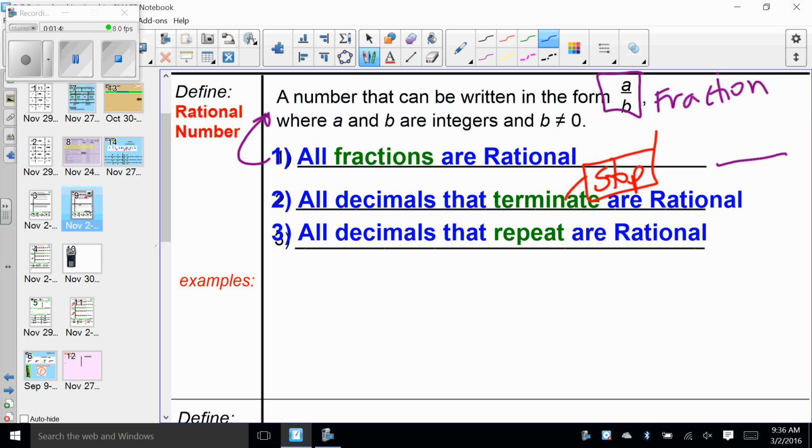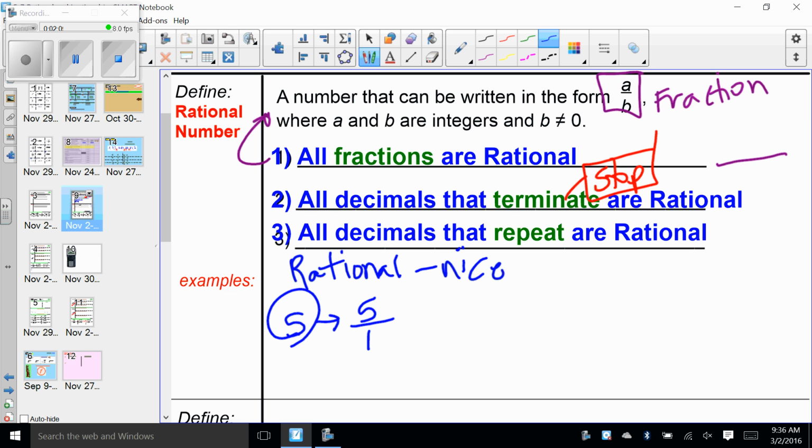Okay, a couple of things to think about is that the way I like to think of it is rational numbers, it's just like rational people. Rational numbers, they're nice. So it's like any whole number, like 5 is rational because we can make it into a fraction, 5 over 1. So 5, anything that's kind of a nice number to work with. Any fraction, say 8 over 11, is considered rational. It's just a fraction by definition. By definition up here, all rational numbers are fractions.